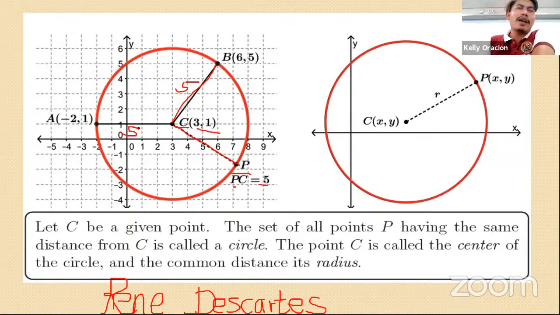Sir, why do you know it's 5? Given that, if you count here, 1, 2, 3, 4, 5, the distance from point A to C is 5. And also, if the distance is 5, that means any point from your circle to the center is also 5. And the distance is what we call the radius. The radius here is 5.